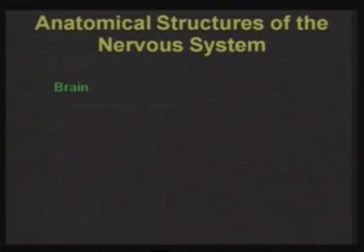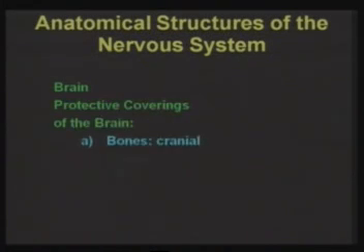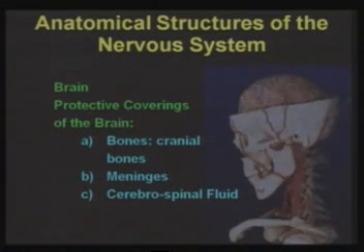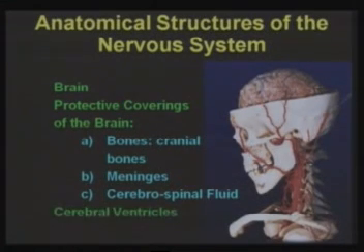The anatomical structures of the nervous system. The nervous system is made up of the brain, the protective coverings of the brain, the cranial bones, meninges, cerebrospinal fluid, and the cerebral ventricles, and the spinal cord. So we can say that it can be broadly divided into four parts: the brain, the protective coverings of the brain, cerebral ventricles, and the spinal cord.